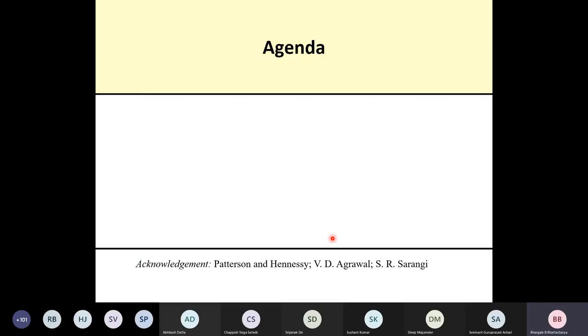So what are we going to do to start with? We'll talk about the overview of the course. You can see the overview of the course in the document, which is already uploaded in the Moodle, that describes the course. What are the topics we are going to cover in the course?